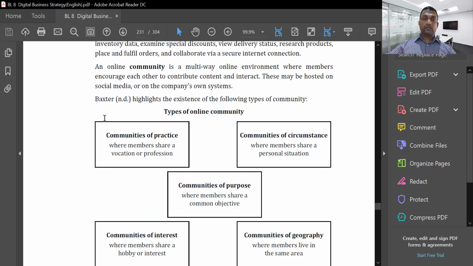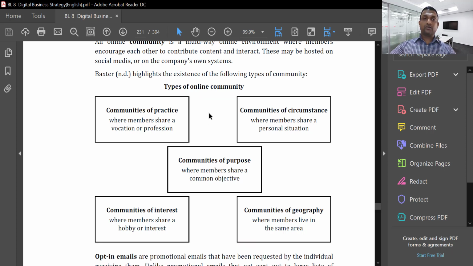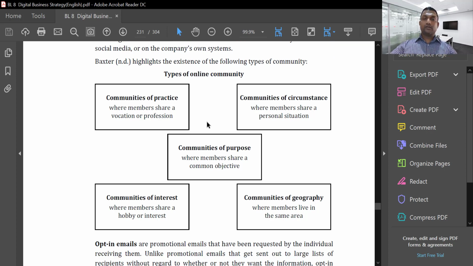So here Baxter has highlighted the different types of online communities which are available. So there are 5 types. You can see from the diagram given here. So communities of practice, right? So then what happens is, this group of people, what they exchange is they share what they do in their profession. Like these are professional communities where they exchange certain practices in their job, in their profession, with similar type of professionals who are working here.